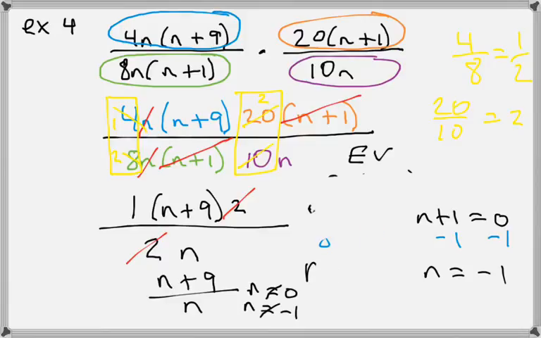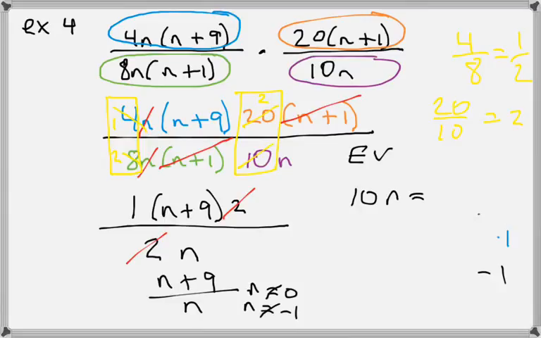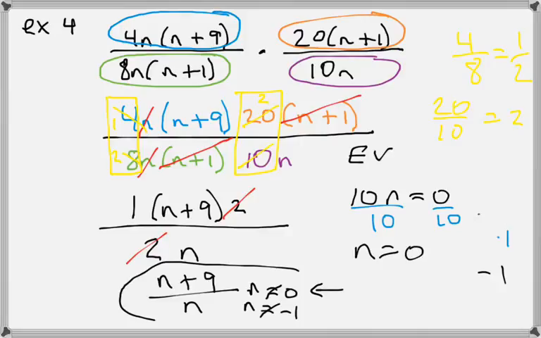My other denominator was a 10n, so I need to set 10n equal to 0. So to solve for n, I'm going to divide both sides by 10. And once again, I arrive at n equals 0. We already wrote that down over here, so I don't need to write it down again. So we have our final answer, our simplified expression, n plus 9 over n, and our excluded values. n cannot equal 0, and n is also not allowed to equal -1.